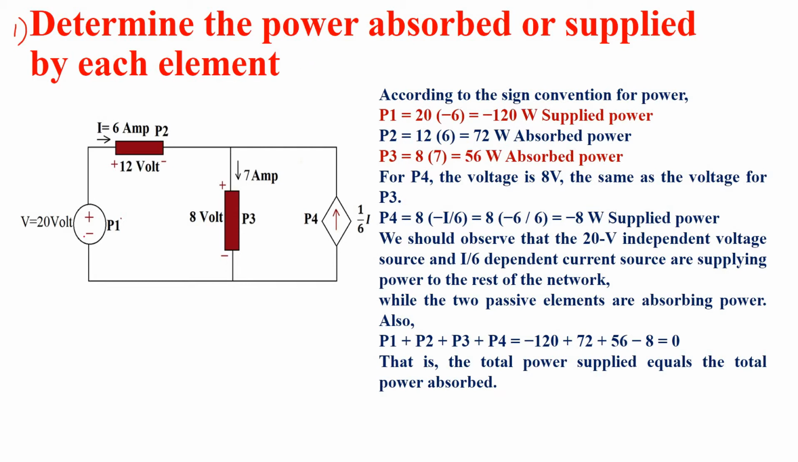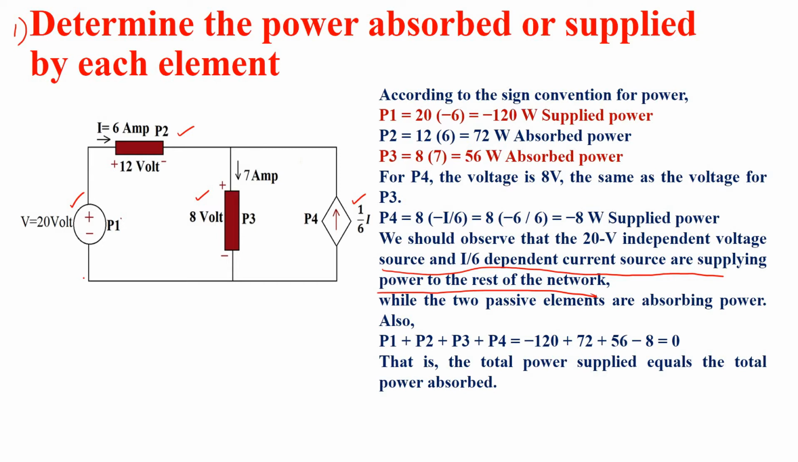See, in this problem, it consists of two sources. This is the independent voltage source and this is the dependent current source. We should observe that the 20 volt independent source and the I/6 dependent current source are supplying power to the rest of the network. So this circuit consists of two active elements and two passive elements. And what is the total supply? Here, the total power supplied is equal to total power absorbed, or the summation of all the power equals 0.